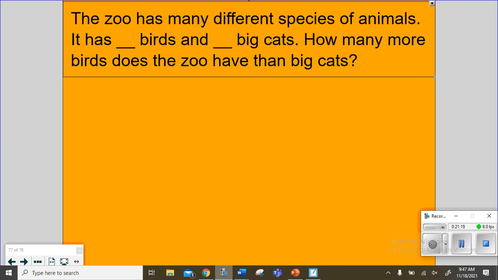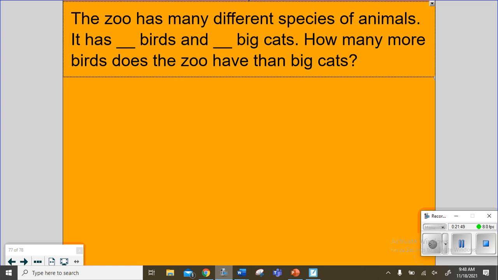What is this problem having us count, Harper? It is not counting animals. It's a little more specific. So let's look at that question again. It says, how many more birds does the zoo have than big cats? I am not counting the number of big cats. I'm not counting the number of birds. I am counting both. You're counting both to see which one has more.